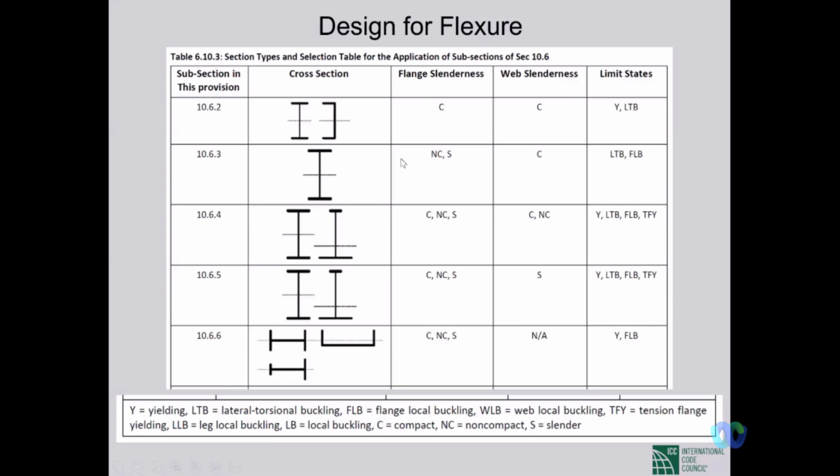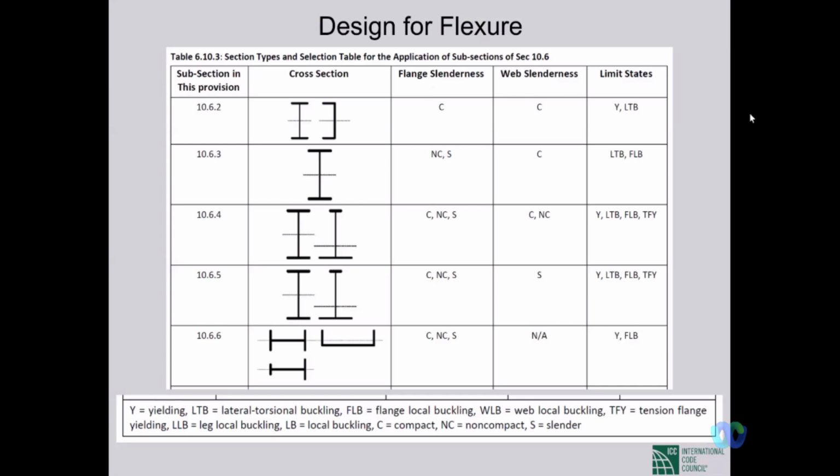For example, for this I section or channel section, if flange and web everything is compact, then we can expect two types of limit states. One is Y, yielding, and another is LTB, lateral torsional buckling. We'll see what is lateral torsional buckling. But for another case, if there is a non-compact flange in I section, we cannot expect yielding. Yielding is very good. Yielding means that you are completely using the section. All the fibers are reaching yield stress. That's fantastic. You're getting very high capacity.